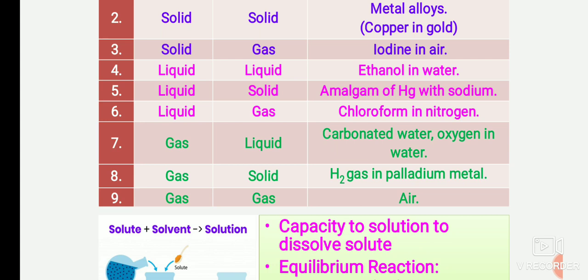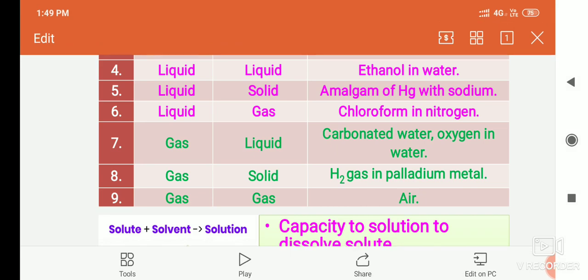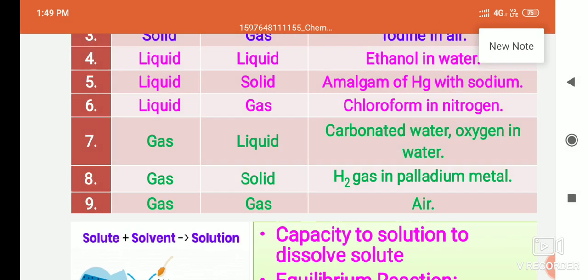Next type, liquid solid. Here liquid is solute, solid is solvent, and the example is amalgam of Hg with sodium. Hg is in liquid form, sodium is in solid form. Sodium is added into Hg, and therefore the example is amalgam of Hg with sodium.